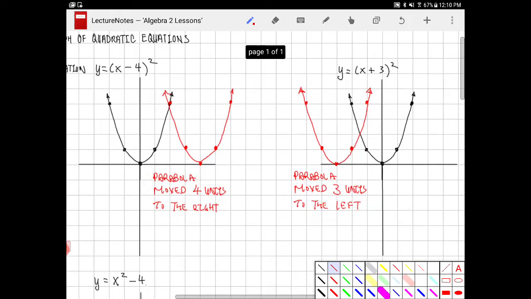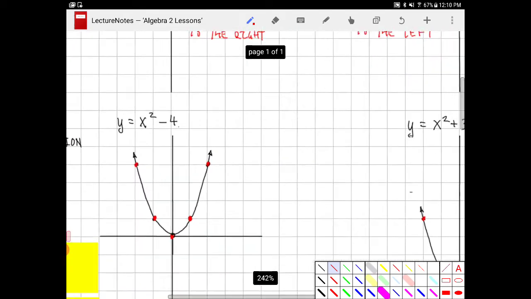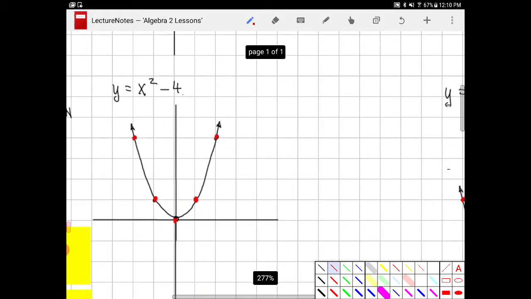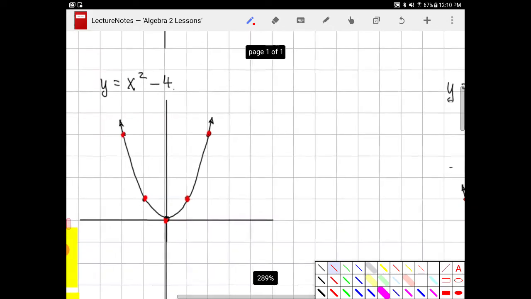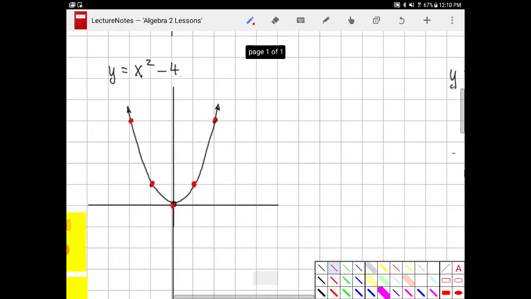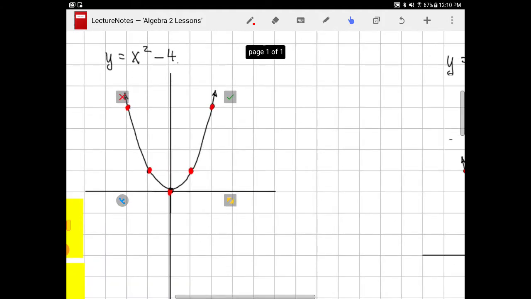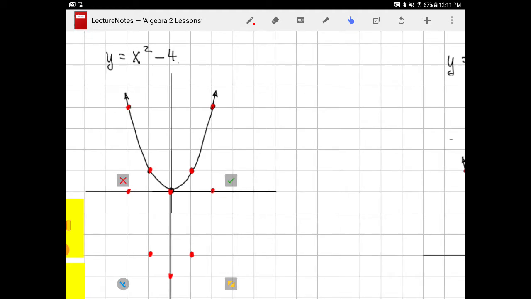All right. And then moving on, we have x squared minus 4. Now, how will this compare to the original parent function? Pause the video for a moment and see if you can enter this in the calculator and see what transpires. And what will happen is these points will get moved 4 units down and look like this.